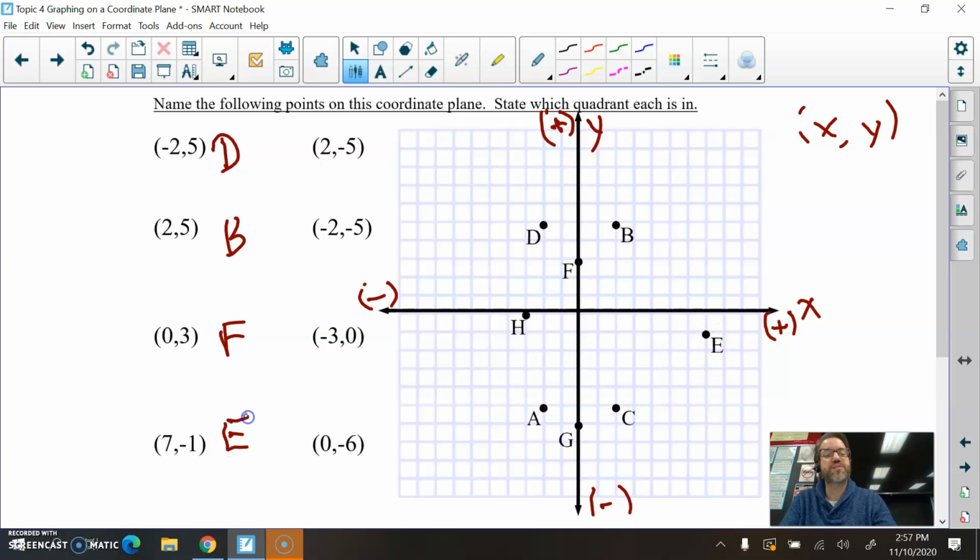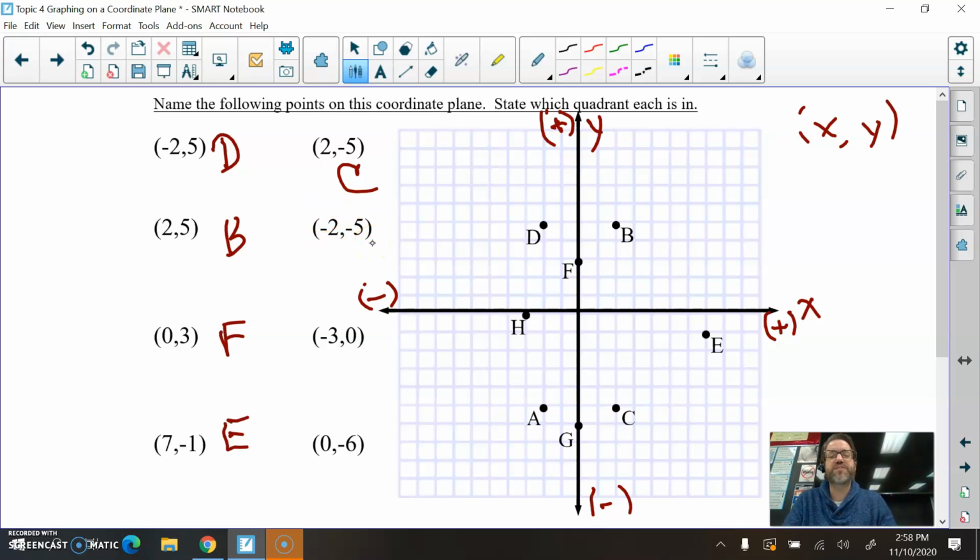The more you do these, the quicker and easier they get, by the way. Back up here, 2, negative 5. My first coordinate, the x-coordinate, is positive, so I'm moving right. So I go 1, 2. My y-coordinate is negative 5, so I go down 1, 2, 3, 4, 5, and I have a C there, point C.